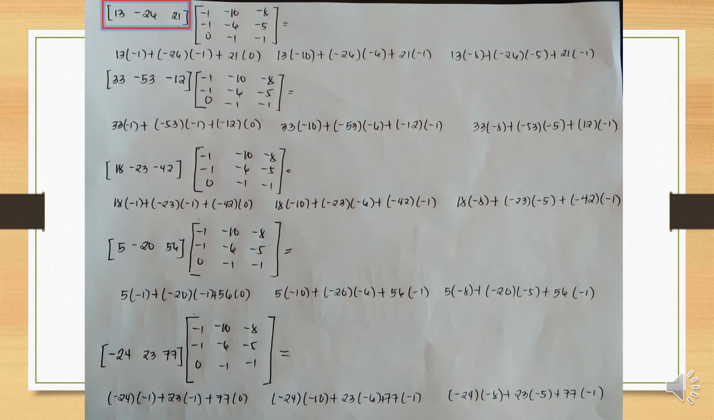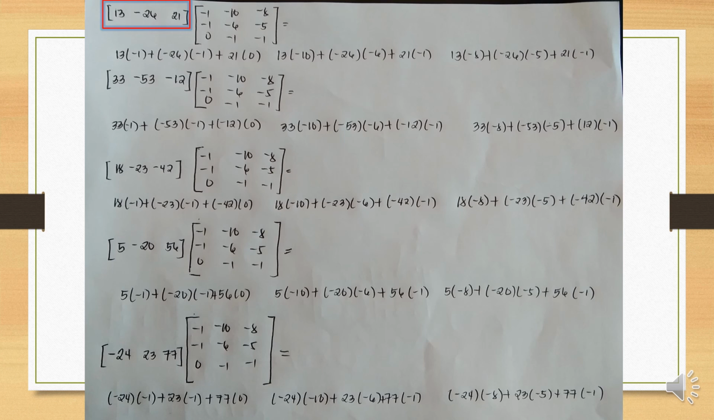So 33 times -1 plus -53 times -1 plus -12 times 0. The second column is 33 times -10 plus -53 times -6 plus -12 times 1. And the third column is 33 times -8 plus -53 times -5 plus -12 times -1. Then the next coded matrix is 18, -23, and -42.